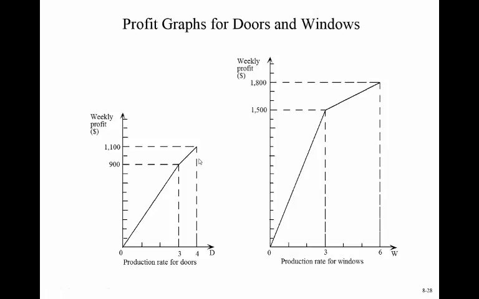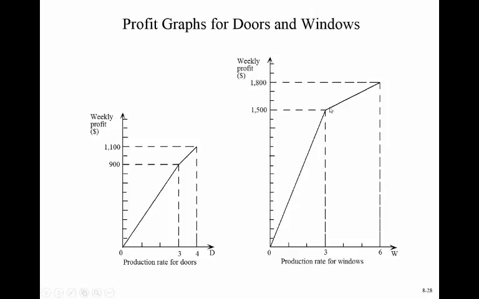So again, you can imagine if you tried to produce 5 or 6 or 7 doors, now you're paying not only time and a half, but double time. And so that would continue to erode the per unit profit. So that's that whole notion of decreasing marginal profit. And here it is for Windows on the right.